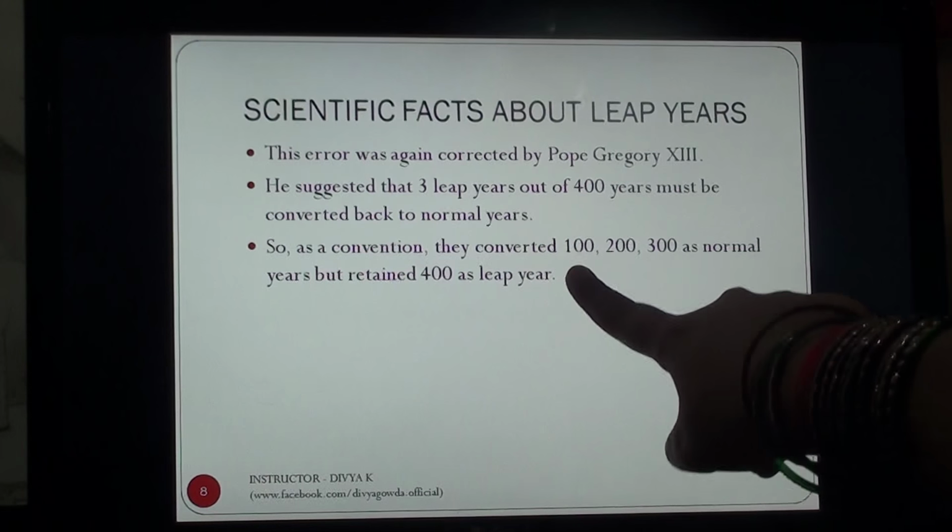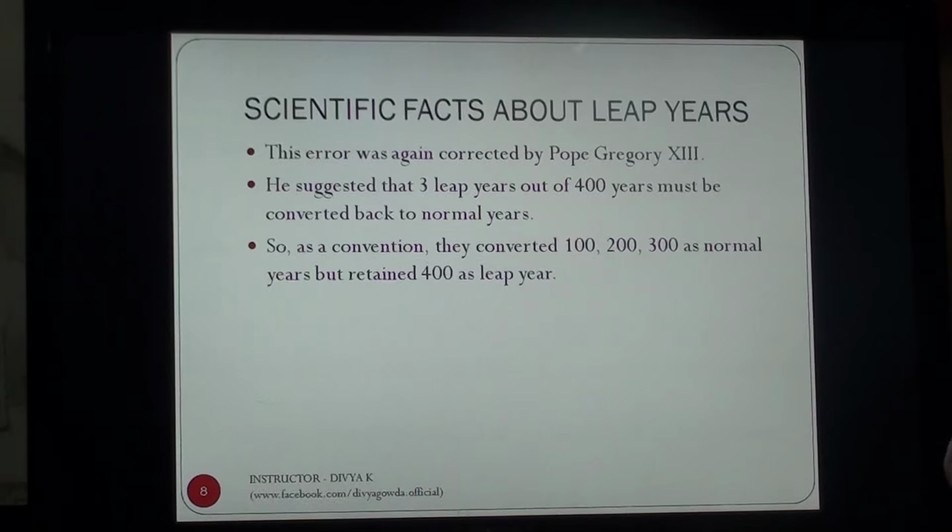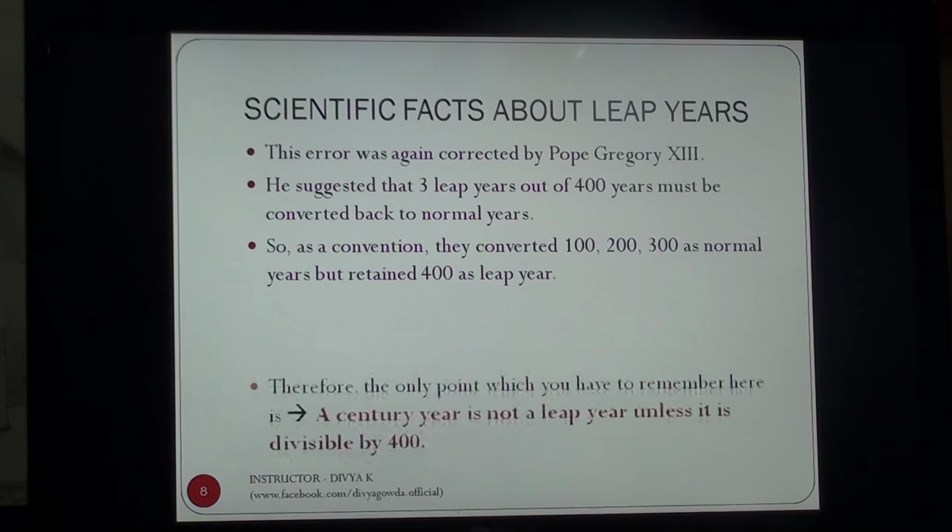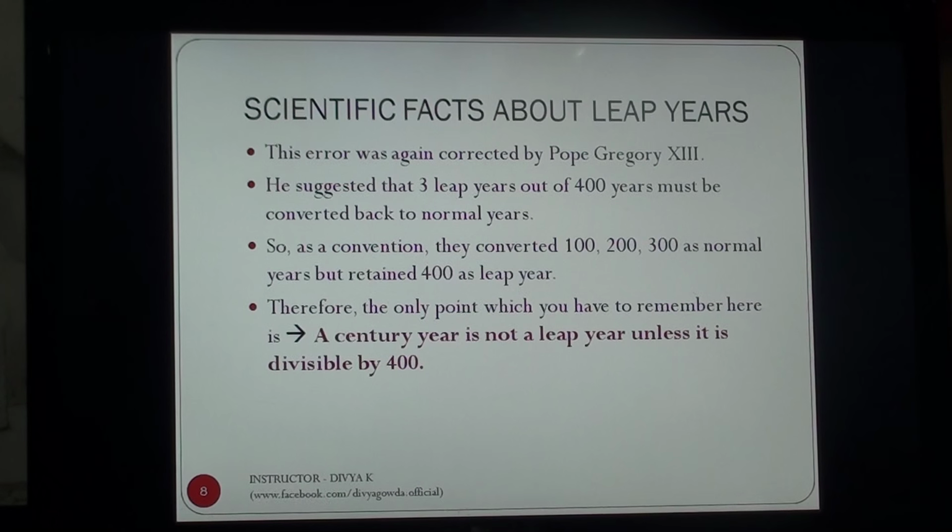So they chose 100, 200 and 300, and they were actually made leap, but they again converted it back to normal year, but they retained 400 as a leap year. This is all scientific facts which you need not bother, but the only fact you should know is that every century is not a leap year. Only the centuries which are divisible by 400 are leap years.